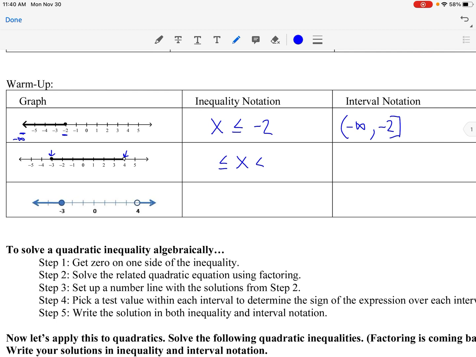But on this one, we go from left to right. So we have -3 is less than or equal to all of our x values, which is less than 4. So we put that all together in one inequality, and you can only do that when it's one chunk of the graph. In interval notation, same idea.